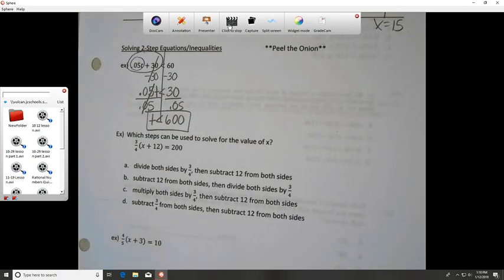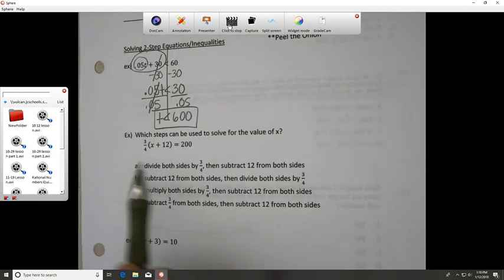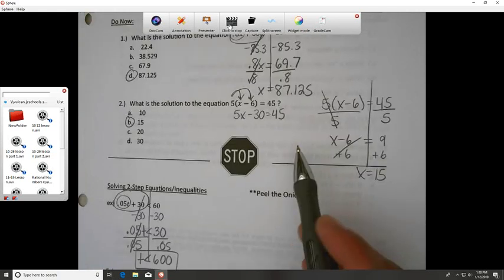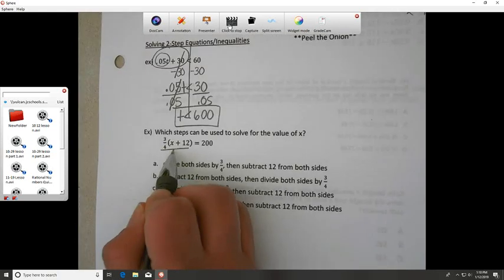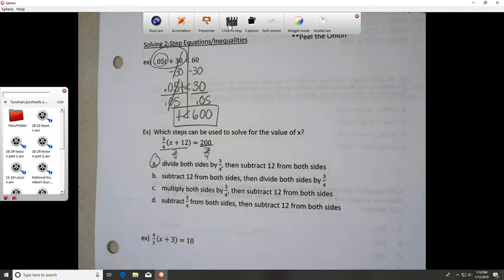Alright, the second question, very similar to the second one on the do now, where one method would be doing the distributive property, but this says which steps can be used to solve for x, and if I look, distributive property is not one of those steps. Alright, so we said our other method of solving something like this would be to think of it as multiplication, so we could divide both sides of this by 3/4, so that's going to be choice A.